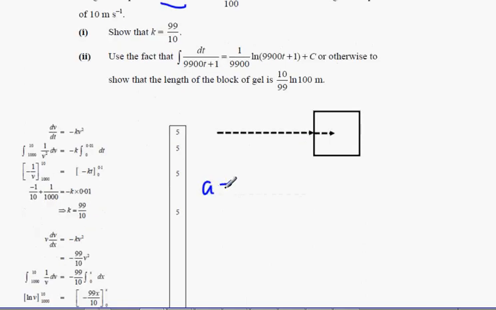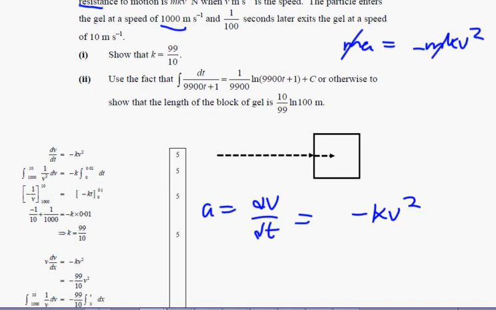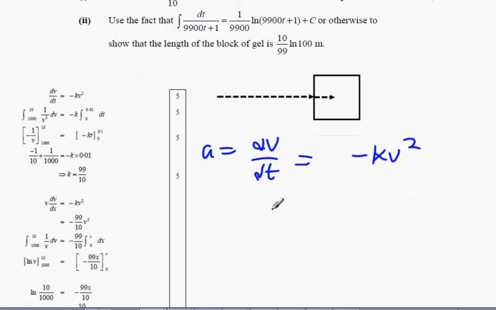So acceleration is change in velocity over change in time. Change in velocity over change in time is minus kv squared. Why did we drop the m? Because force is ma equals minus mkv squared. The m's can cancel, and that leaves you with minus kv squared. Next thing after that is to isolate the variables. So we're going to have minus k dt on one side, and 1 over v squared dv on the other side. Okay, and we're going to integrate them.